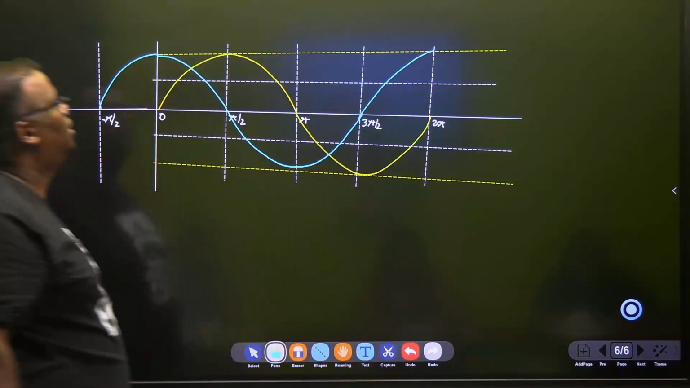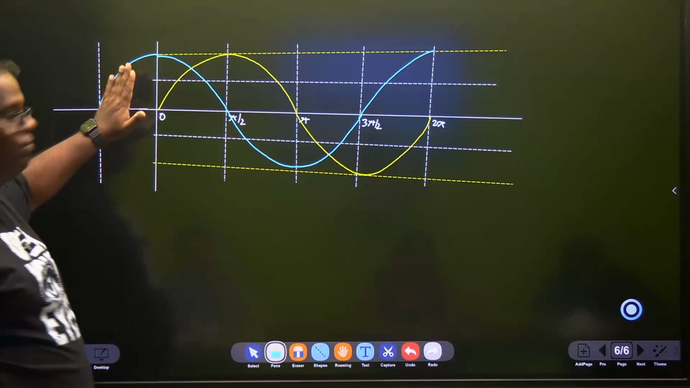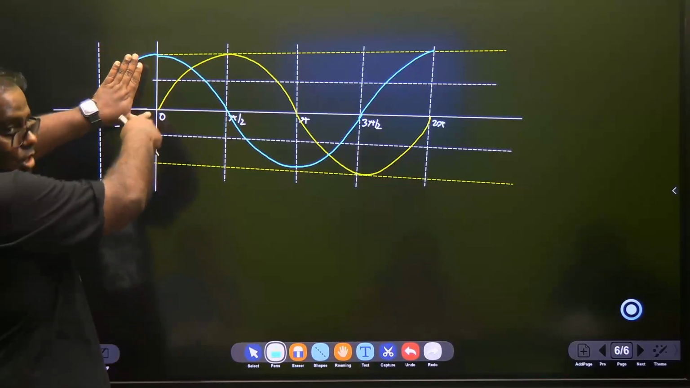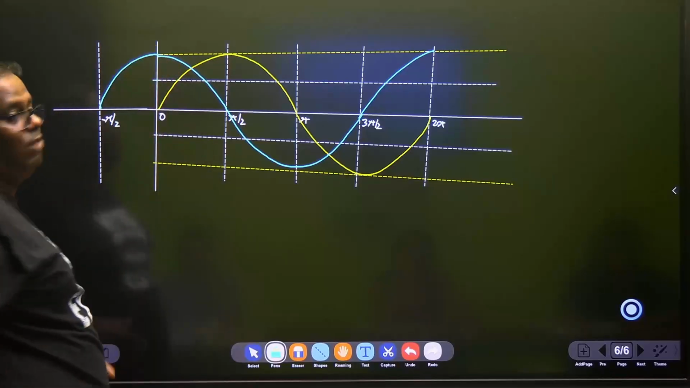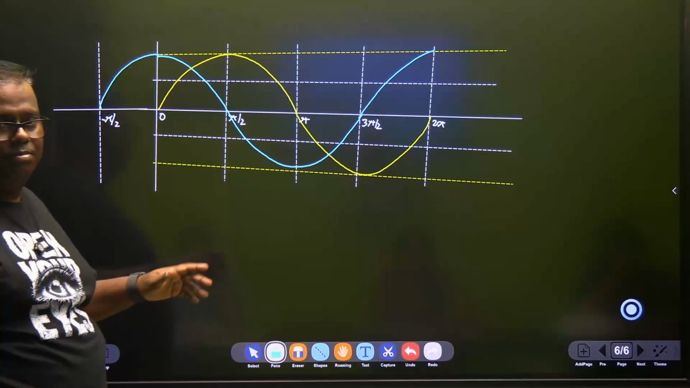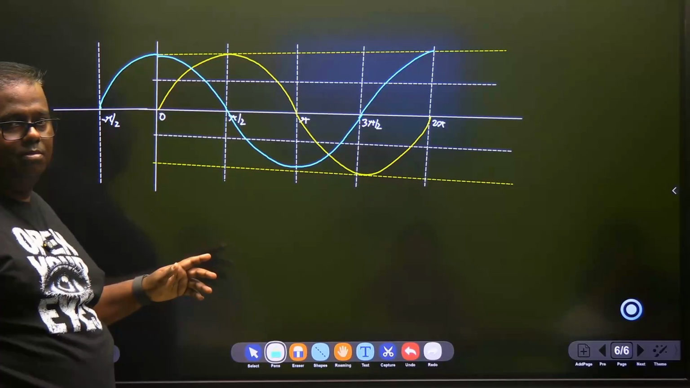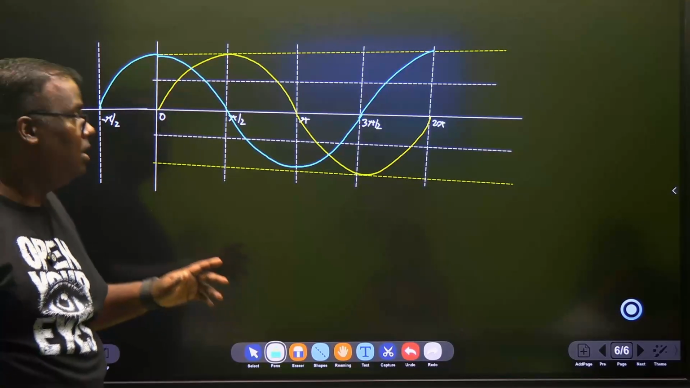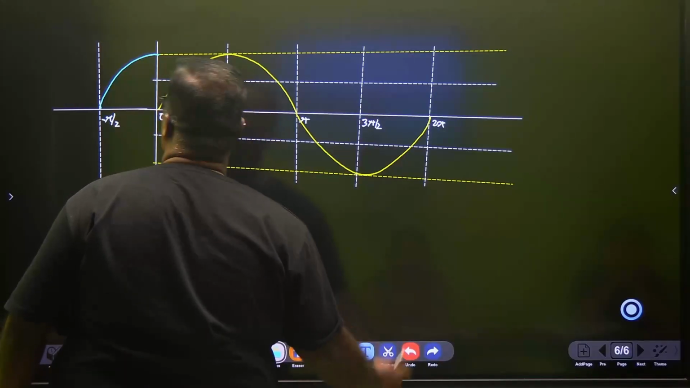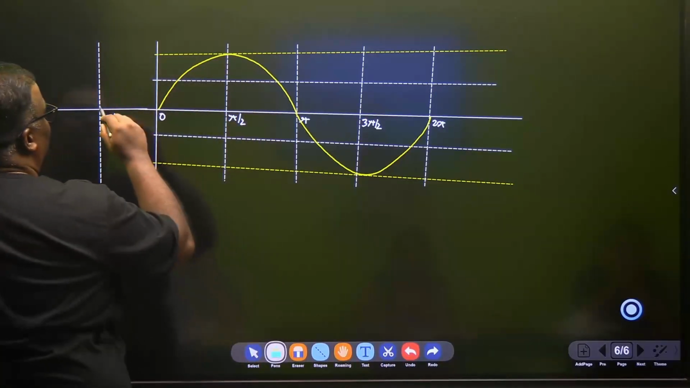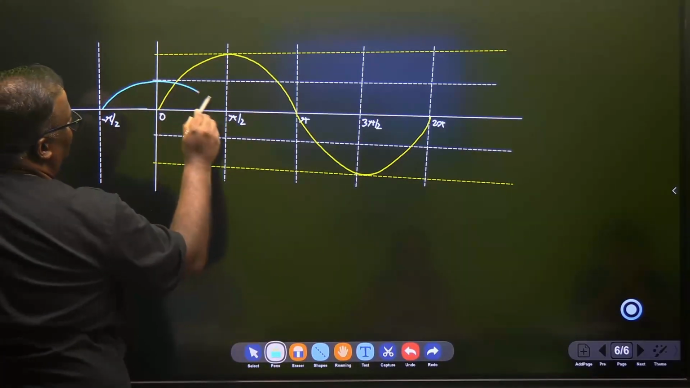Now how to read this graph? When I is 0, I mean voltage, the current has already taken the peak value. Current's peak value is less than that. Very nice observation, very good. Really appreciate that. So current's peak value is less than that.